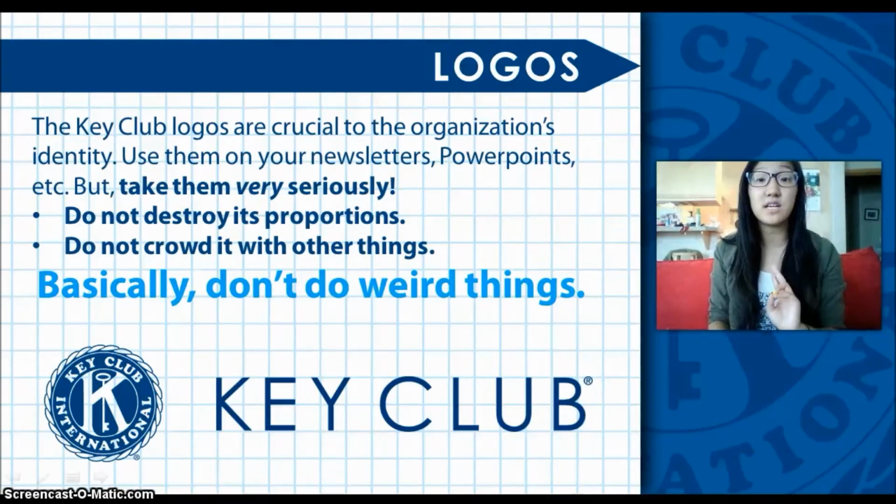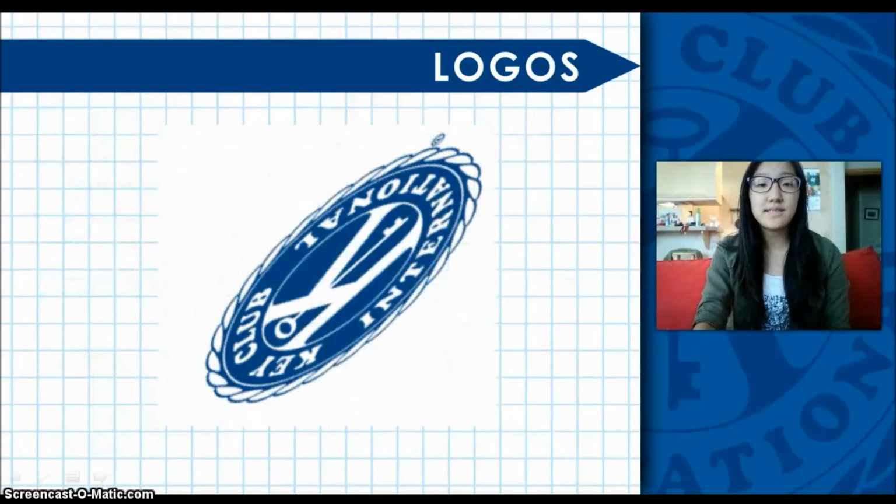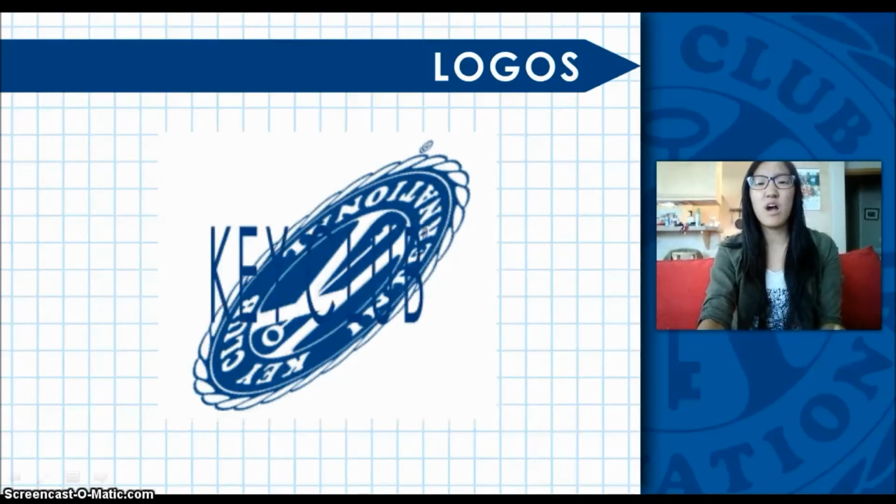So there's 2 kinds of Key Club logos. There's the seal that I have on the very left, and then there's also just the words that say Key Club in Century Gothic font. And so definitely never do anything like this. Don't stretch it or warp it. Don't cover it with itself, and don't do weird things with it, basically. You want to make it look presentable and readable.